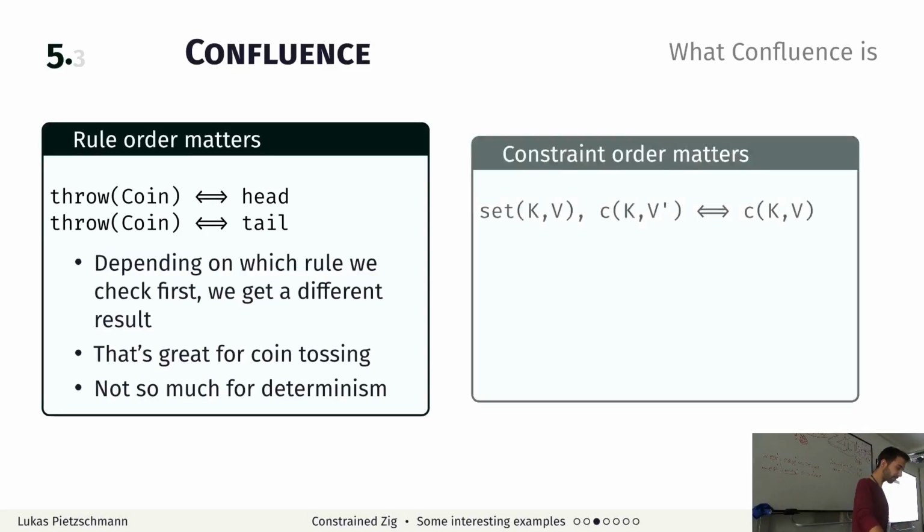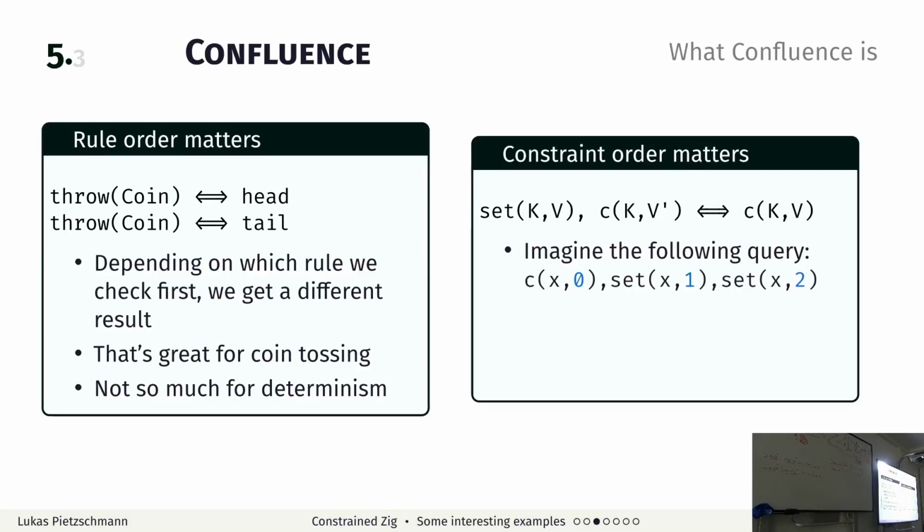Then the second example I brought is called destructive assignment. So what we have is a constraint that wants to assign a value to a key. And we have a constraint that represents a memory cell storing a value for the same key. So if we now got both constraints, this will result in the same key, but the value gets overwritten with the assign or set constraint.